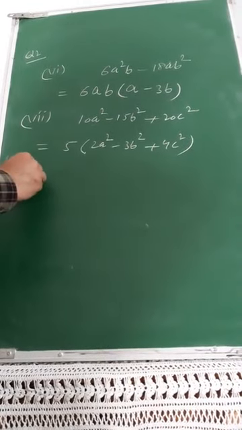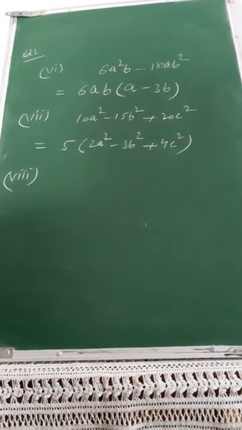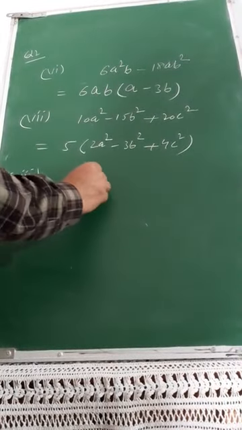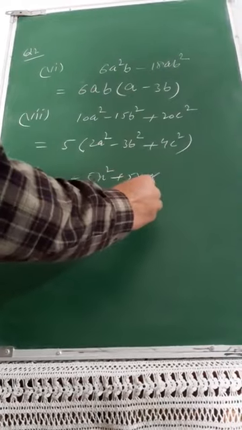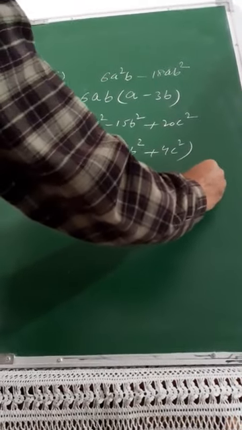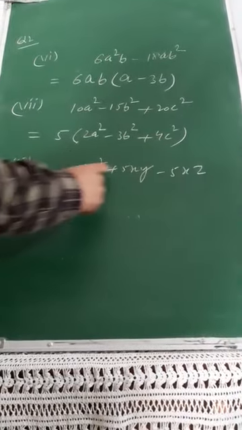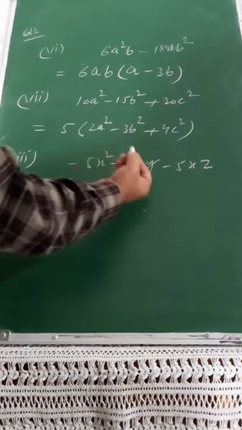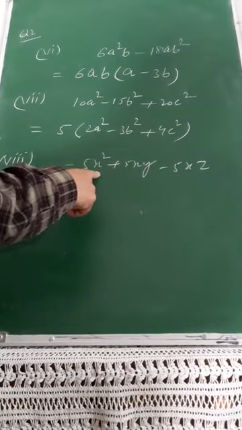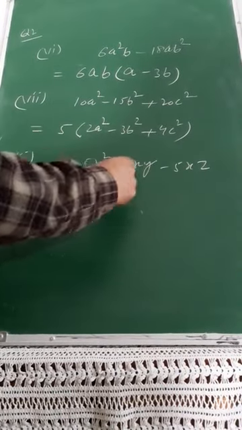Then your eighth part is minus 5x square plus 5xy minus 5xz. 5 is everywhere there. Do not bother about sign. I am asking you always. 5, 5, 5. So take 5 common. X is here, x is here, x is here. So the least degree is 1 only.